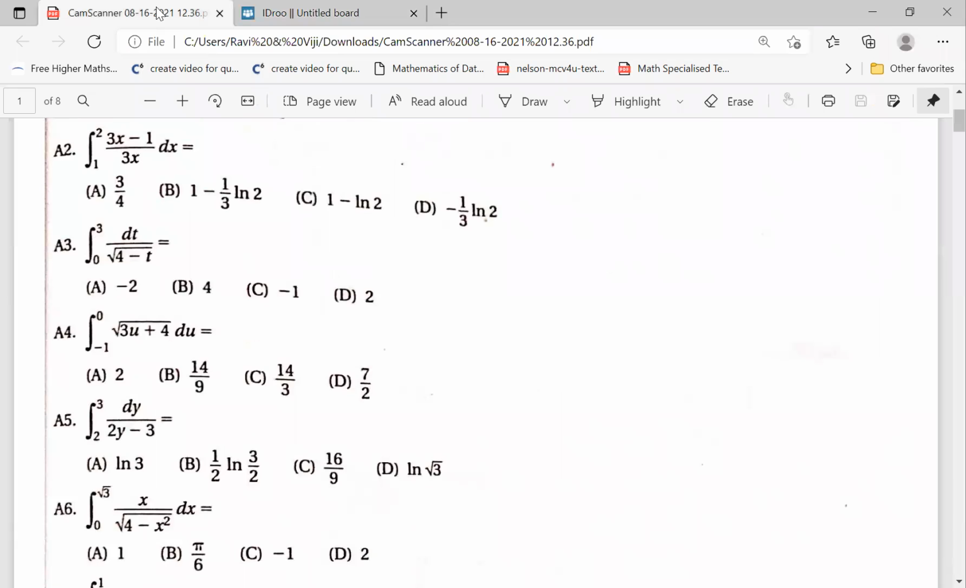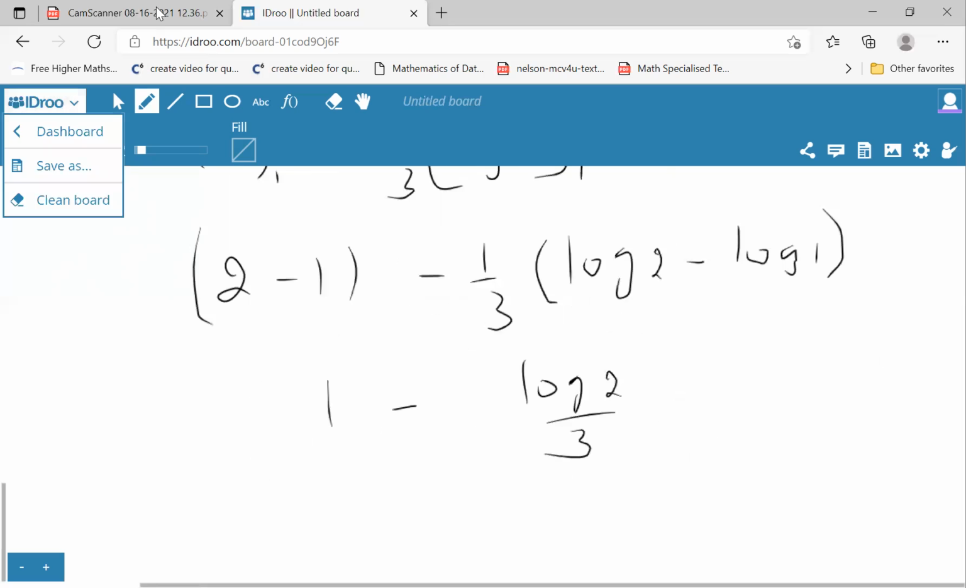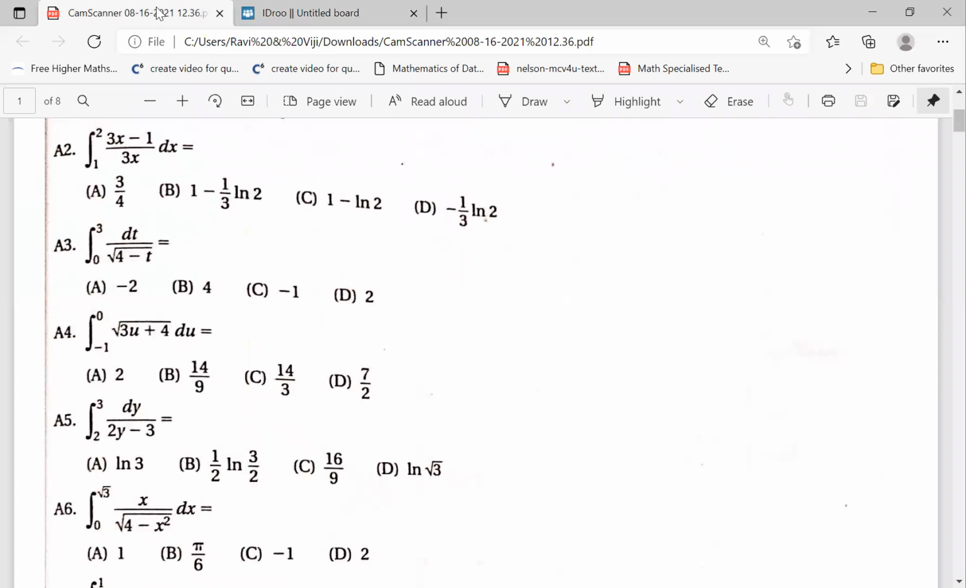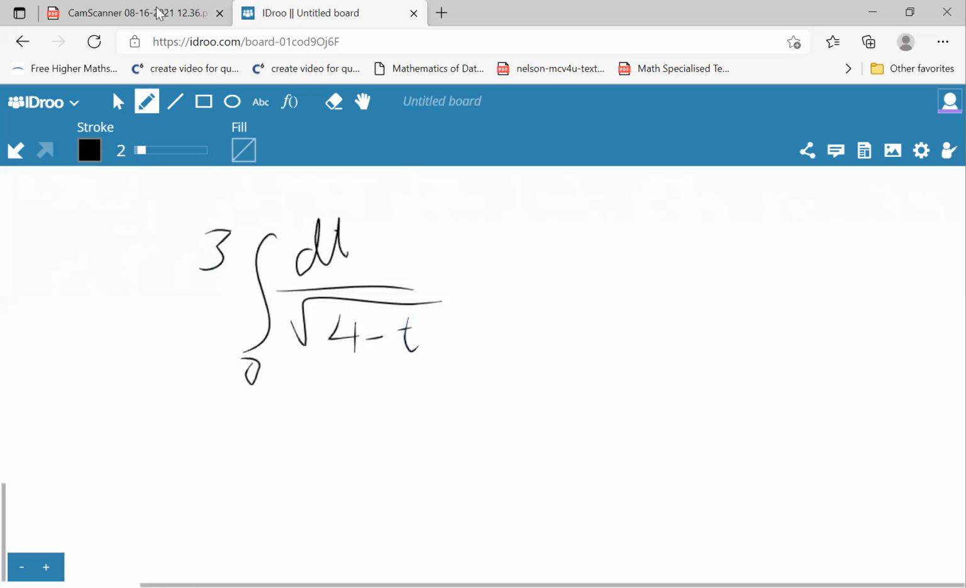Third question, integration of 0 to 3 dt by root of 4 minus t. Now, this can be solved by the method of substitution. So let us take 4 minus t to be u. On differentiating both sides with respect to t, you'll get minus dt is equal to du, or dt is equal to minus du.